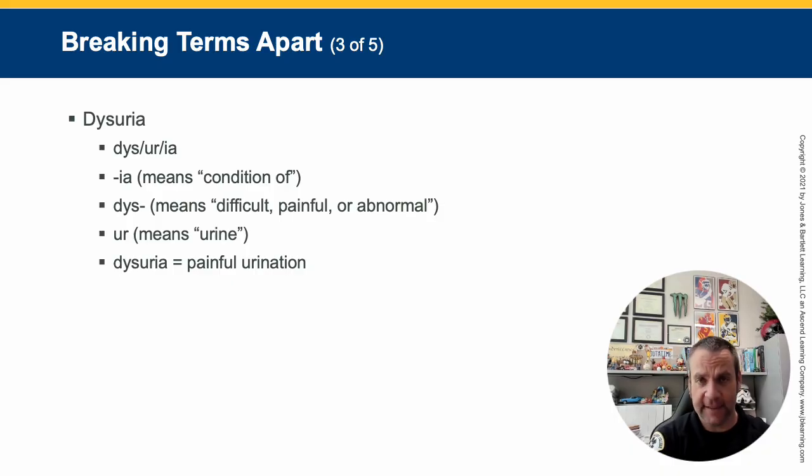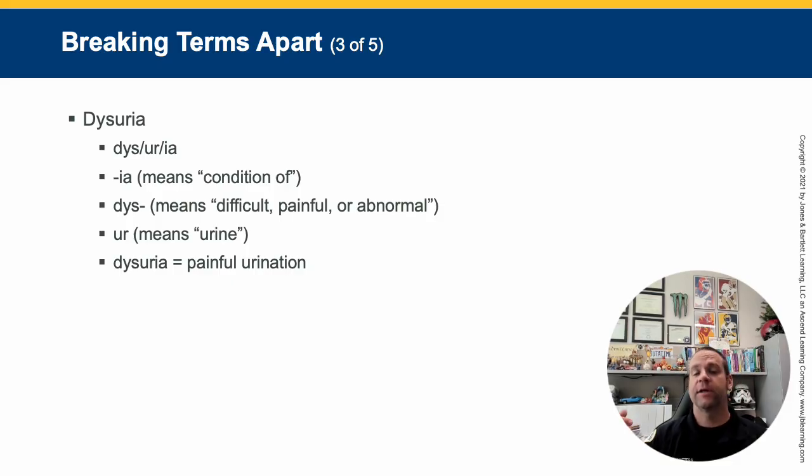Now let's look at the prefix, dis. Very common prefix in medical language. It means difficult, painful, abnormal. So you're going to see this prefix in many other words like dysphagia, difficulty swallowing, dyspnea, difficulty breathing. And here the root word is ur, okay, which refers to urine or the urinary tract. So you'll encounter this specific root word in terms like urinalysis, urethra, or urinary tract infection.